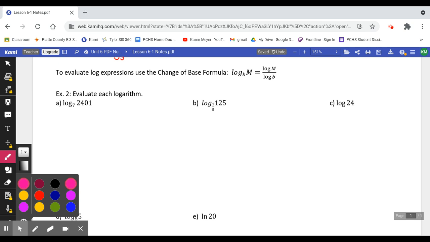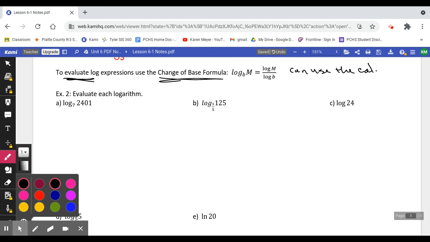The next thing we're going to talk about is how to evaluate logs. To evaluate logs, we're going to use what we call the change of base formula. And here's the change of base formula: log base b of m equals log m over log b. Why do we use the change of base formula? That is so we can use the calculator, because the change of base formula changes the base into 10 so that we are allowed to use the calculators.